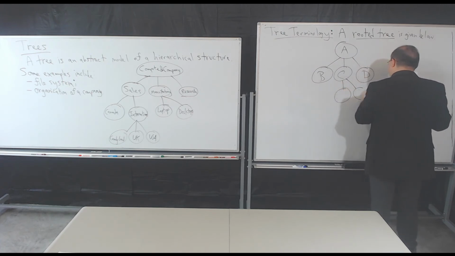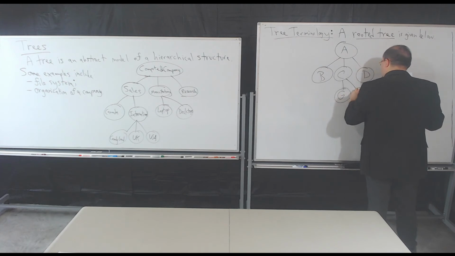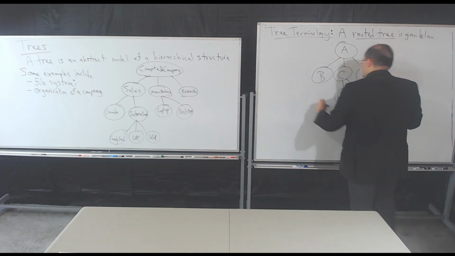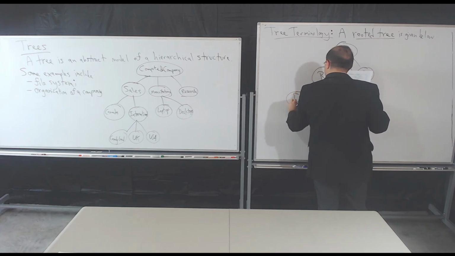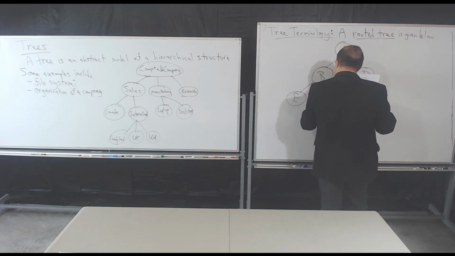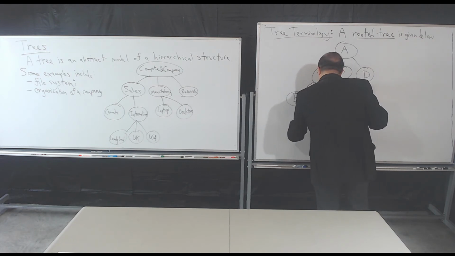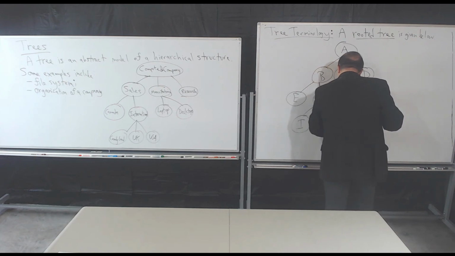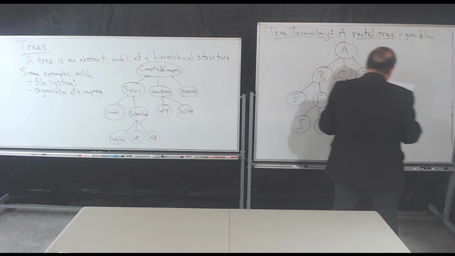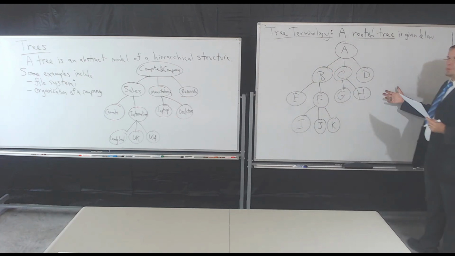Then below C are going to be G and H. And below B are going to be E and F. And then from below F are going to be I, J, and K. Okay, so this is my rooted tree.